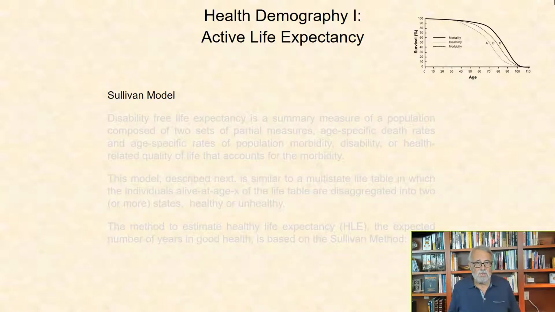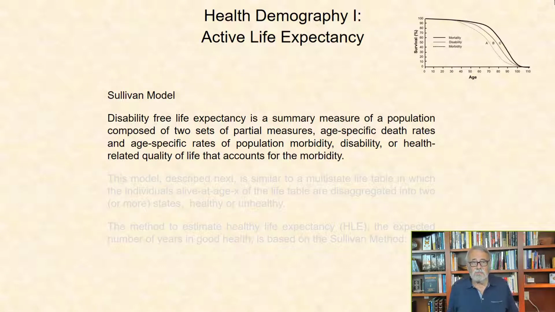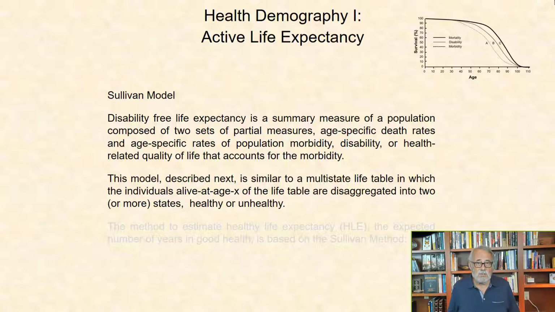The Sullivan model. Disability-free life expectancy is a summary measure of a population composed of two sets of partial measures: age-specific death rates and age-specific rates of population morbidity, disability, or health-related quality of life that accounts for the morbidity. This model, described below, is similar to a multi-state life table in which the individuals alive at age x of the life table are disaggregated into two or more states, healthy or unhealthy.